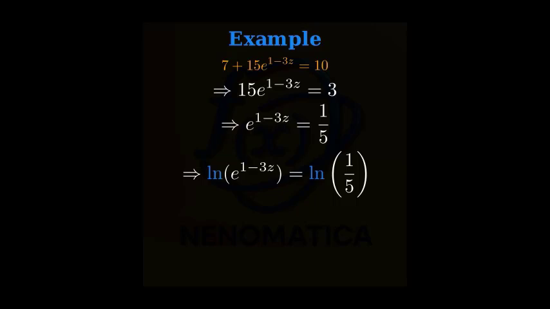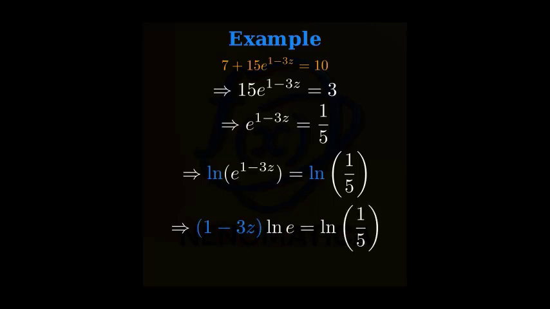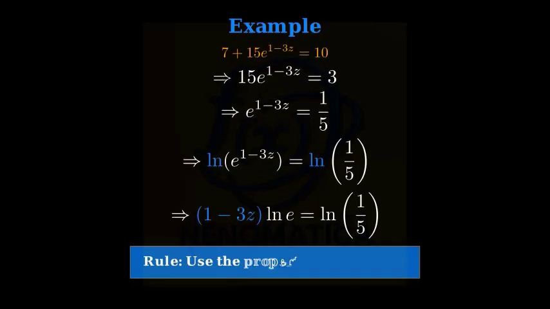Since the natural logarithm of e equals 1, we can simplify the left side. Now, let's isolate the term with z by subtracting 1 from both sides. Finally, we'll divide both sides by negative 3 to find the value of z. And that's our final answer.